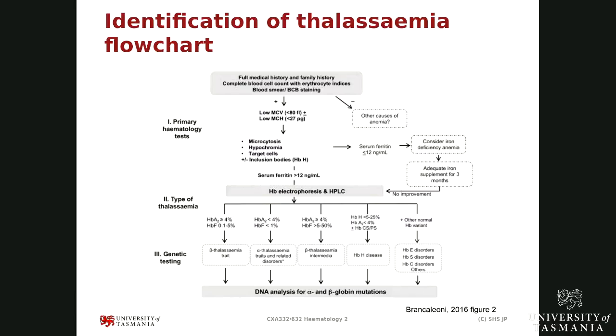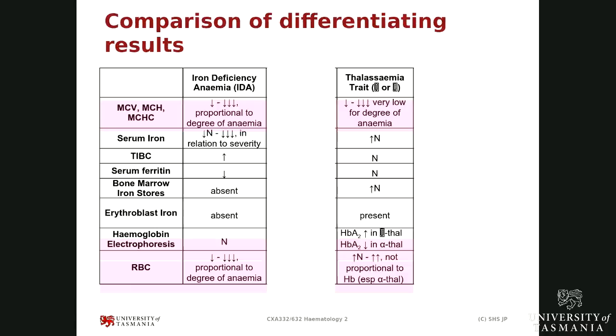If it's not iron deficiency, then we go along and do hemoglobin electrophoresis, and that is able to differentiate hemoglobin A2, hemoglobin F, and hemoglobin A. And so you can see here, depending on the results that you get, it can be an indication of the sort of thalassemia that you have, beta thalassemia, alpha thalassemia, hemoglobin H disease, or other hemoglobin variants. And then, of course, you go on and do genetic testing or DNA testing, molecular testing.